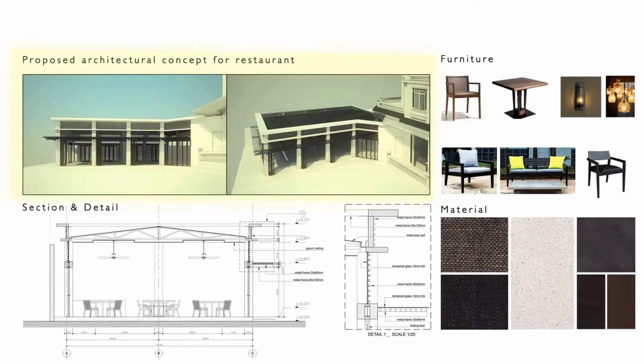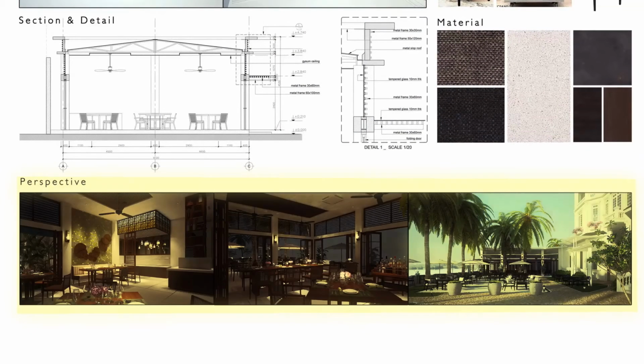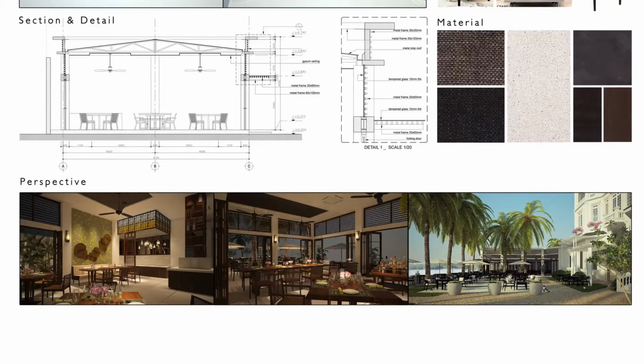Over here we can see the proposed architectural concept for the restaurant within the complex, furniture and materials that they would like to use, sectional details that tell us that they know how to construct, and also perspectives that show the final design.